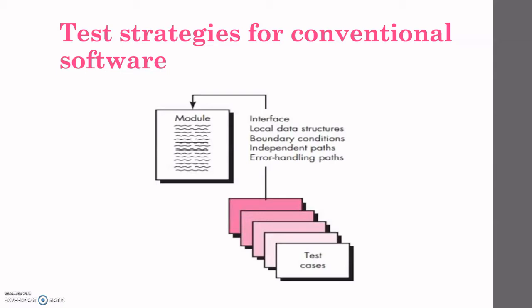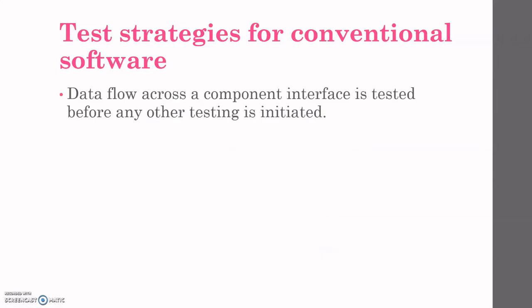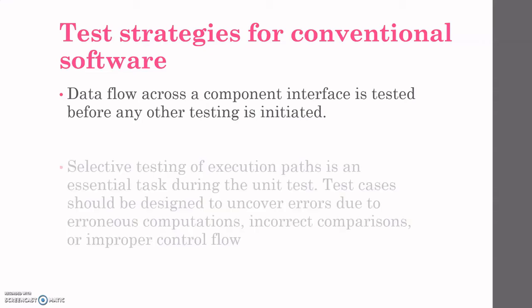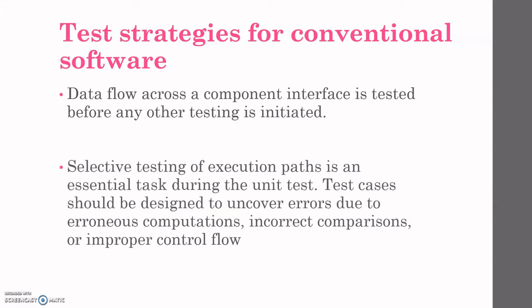So this is the figure which shows this. See, when we are sending test cases to a module, we are testing the interface, local data structures, boundary conditions, independent paths, and error handling paths. Now, data flow across the component interface is tested before any other testing is initiated. Selective testing of execution paths is an essential task during the unit test. That is, execution path testing uncovers errors due to erroneous computations, incorrect comparisons, or improper control flow. All these are being tested.